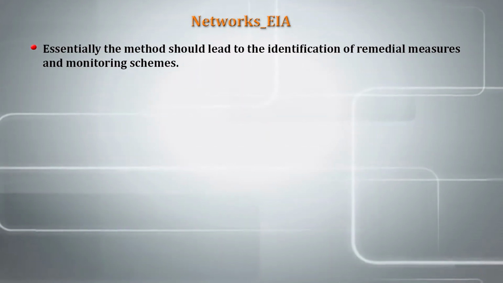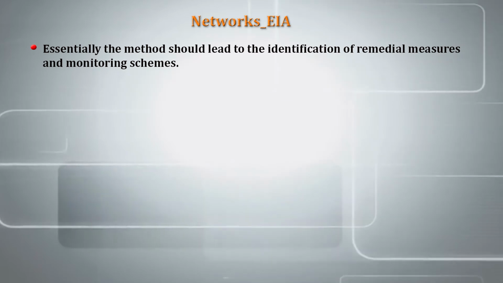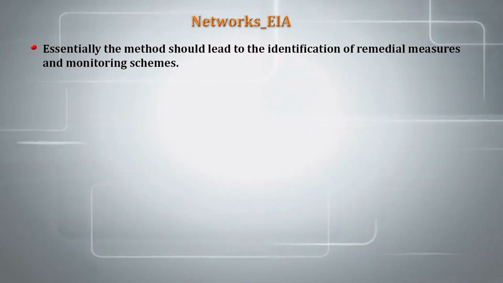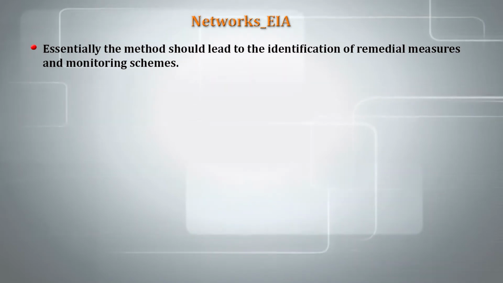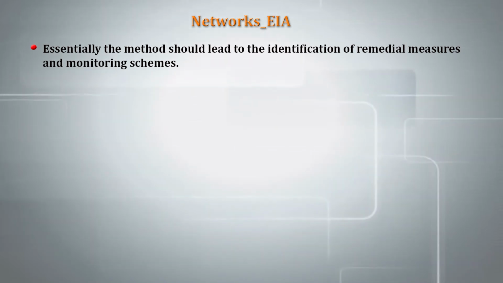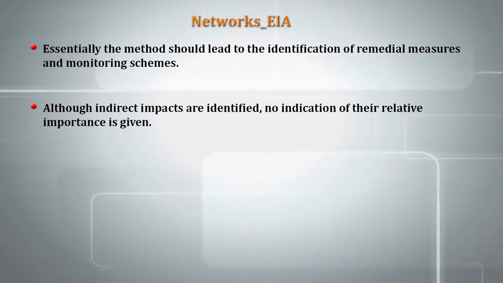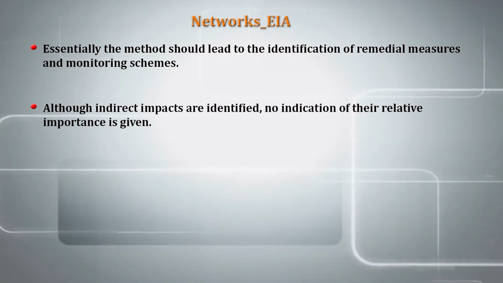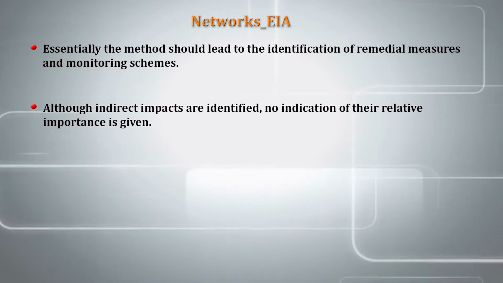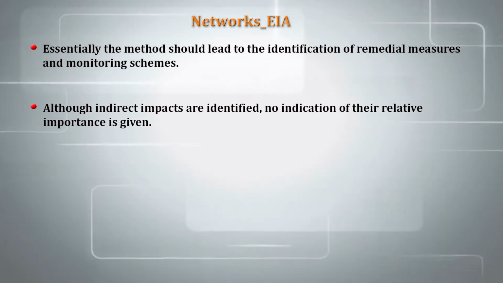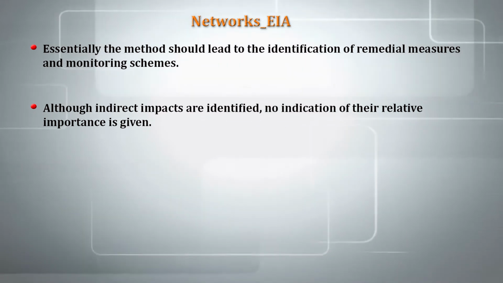Essentially, this network method should lead to the identification of remedial measures and monitoring schemes also. Basically, this is the purpose of the network method, and it definitely aims to fulfill these aims. As far as the positives are concerned, indirect impacts are identified through this method, but there is no indication of relative importance. That is one of the limitations of this particular network method.